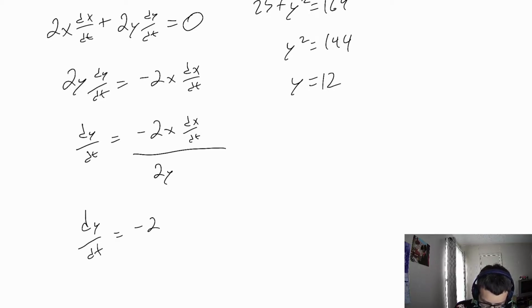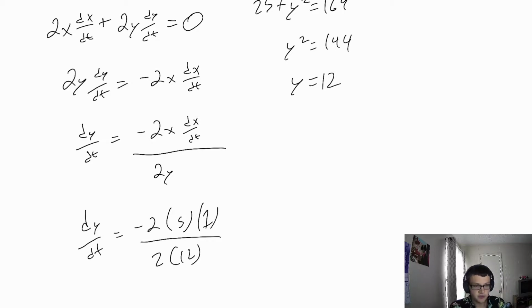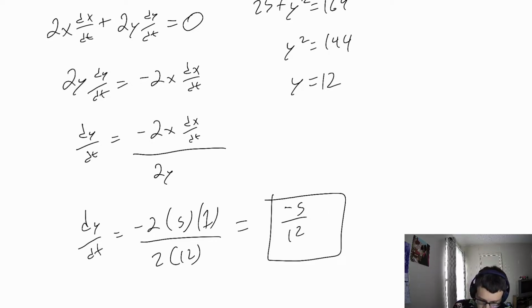So if we plug all of our stuff that we know into dy/dt, x equals 5, dx/dt equals 1, we're going to get minus 5 over 12. dy/dt equals minus 5 over 12. Related rates.